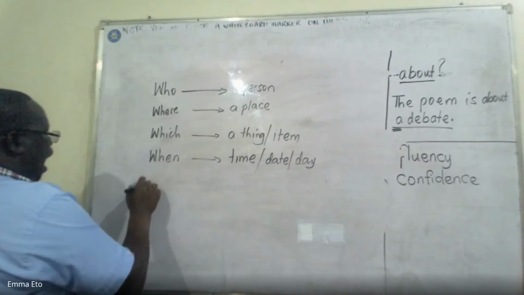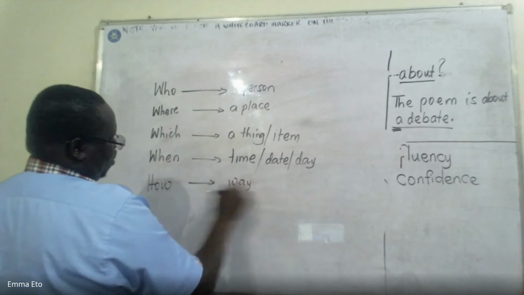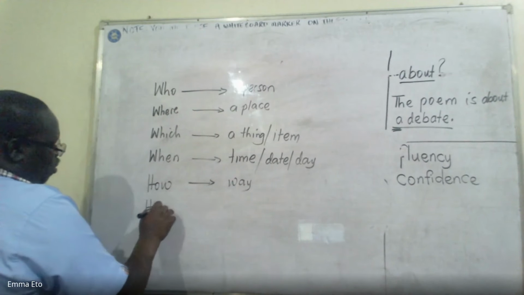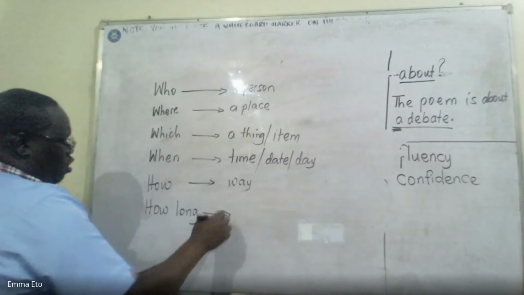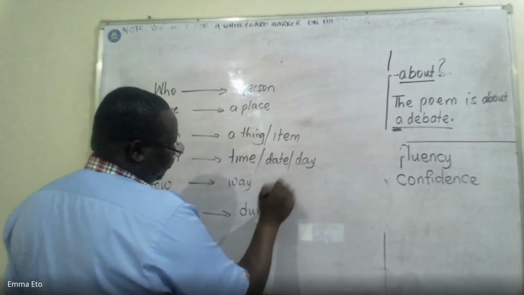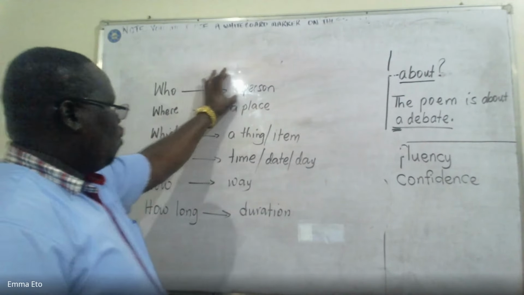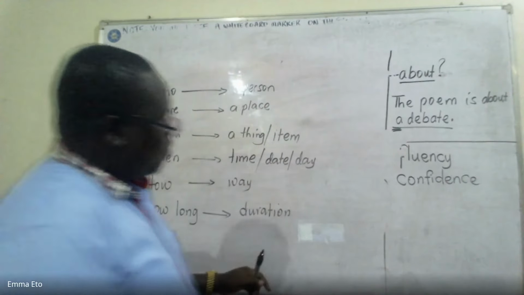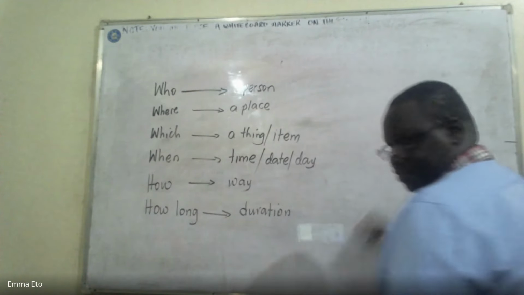Then we say how. How questions require the way. And then how long? How long questions, or for how long, require duration. Now, I'm only going to pick on one question here, of the who. I hope you've copied something. Have you copied something? I want to refer to one of them and then we move on.